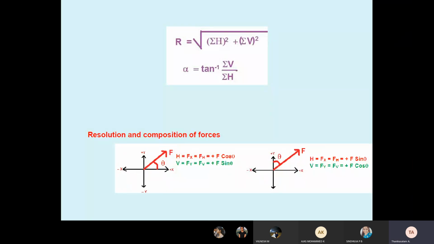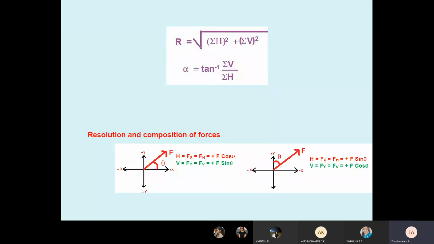So we know the four quadrants: first quadrant, second quadrant, third quadrant, fourth quadrant. First quadrant means plus X plus Y. Second quadrant means minus X plus Y. Third quadrant means minus X minus Y. Fourth quadrant means plus X minus Y. So here, the first force is lying in the first quadrant with respect to theta from the x-axis. Students understand theta from the x-axis. So horizontal component plus F cos theta, vertical component plus F sin theta.